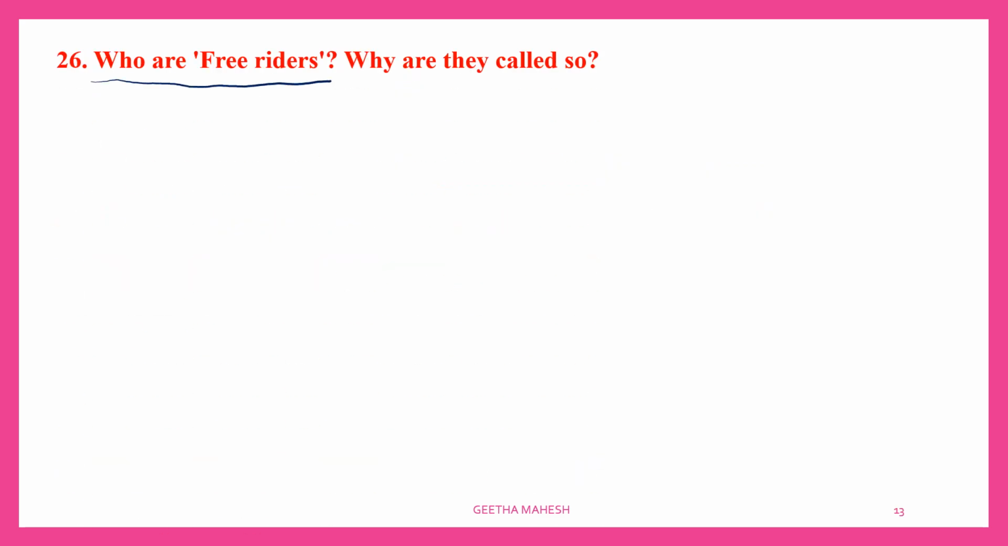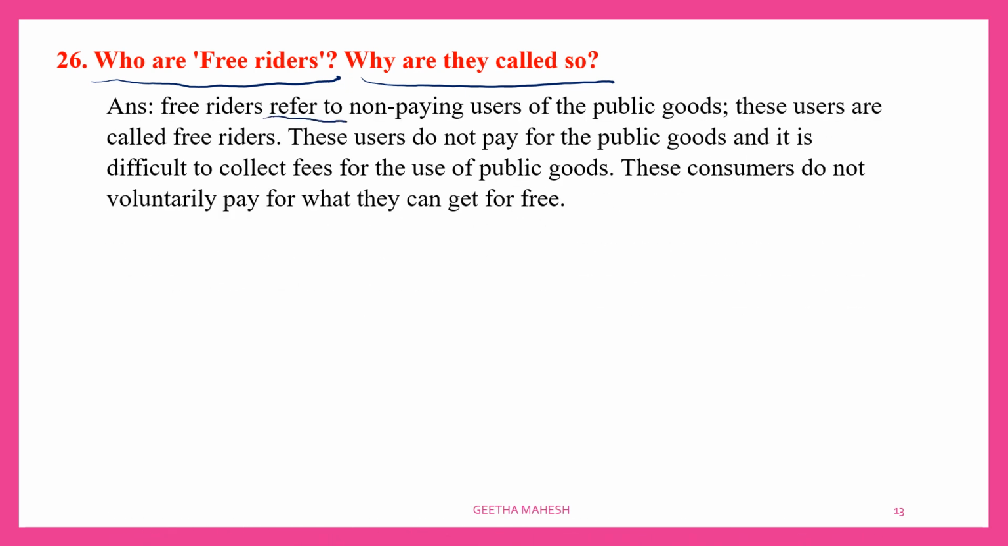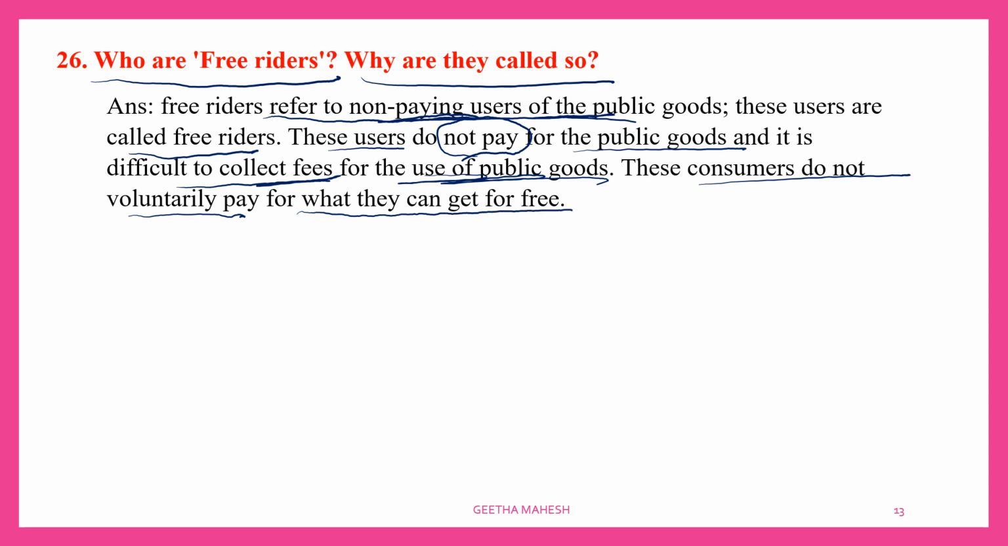Who are free riders? Why are they called so? Free riders refers to non-paying users of public goods. These users are called free riders. They do not pay for the public good. It is difficult to collect fees for the use of public goods. These consumers do not voluntarily pay for what they can get for free.